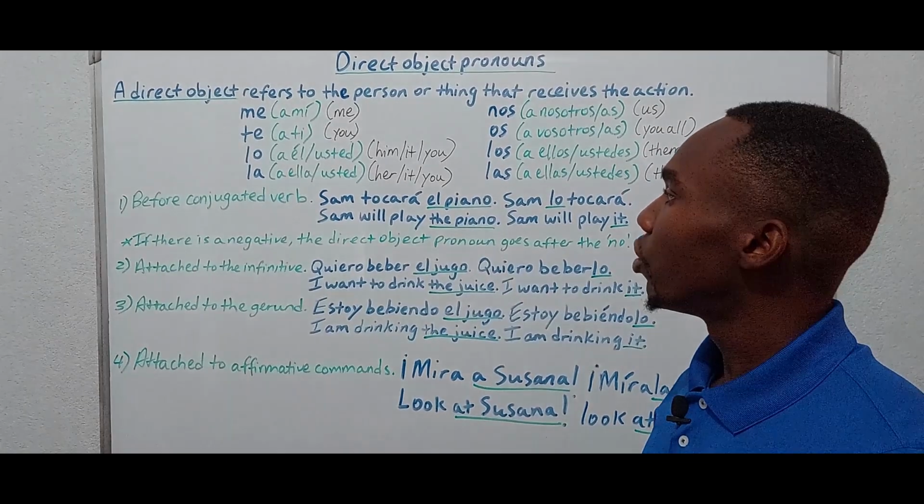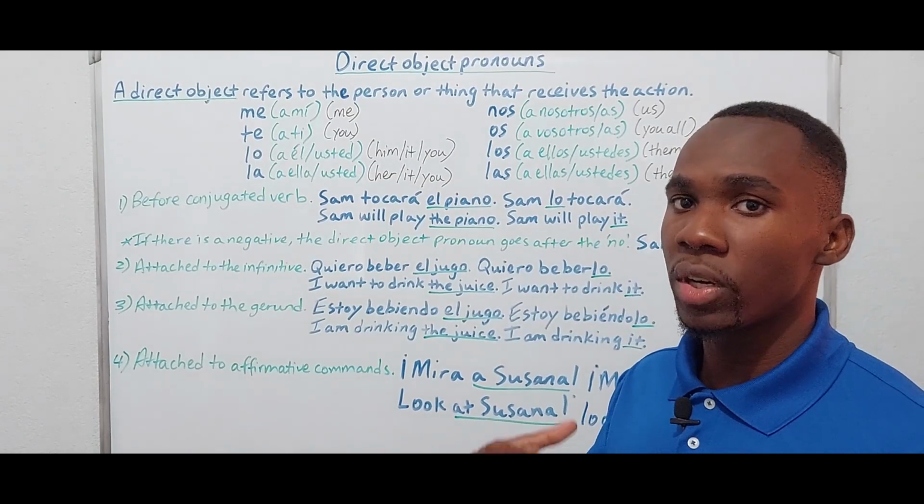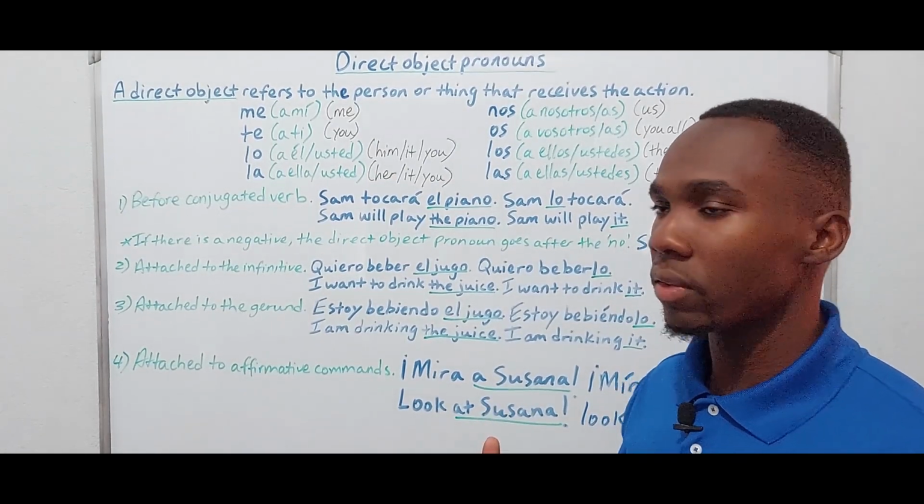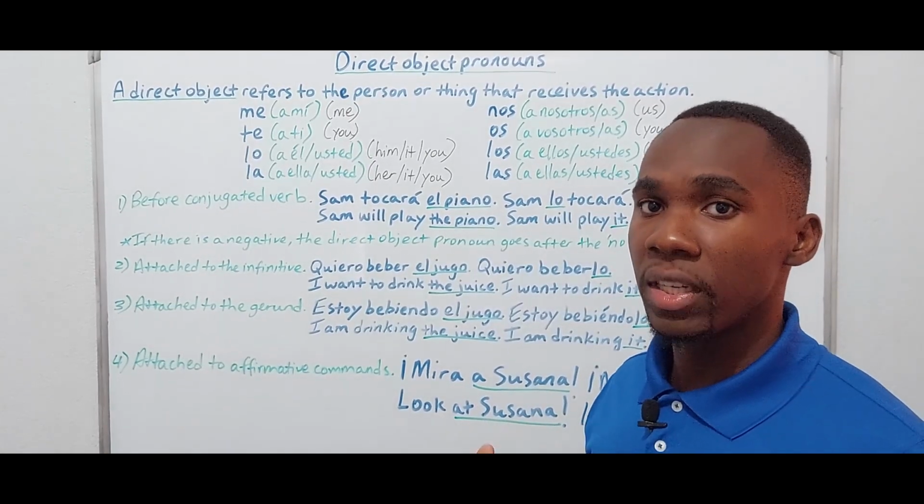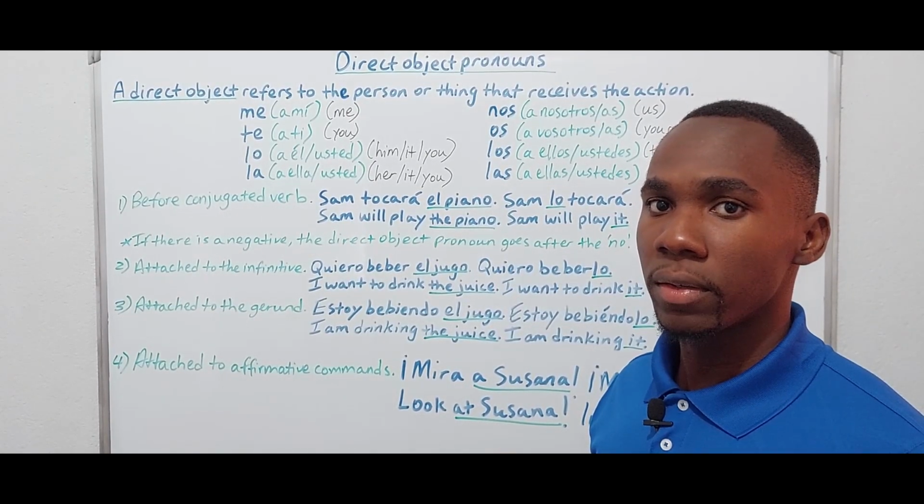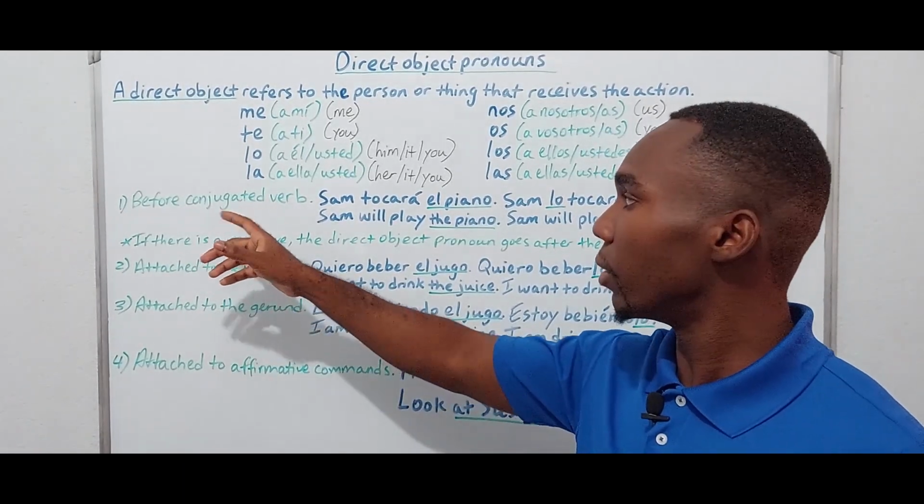So now we are going to see where the direct object pronoun occurs in a sentence, right? Of course, the first thing we need to do is to identify the direct object. That's the first thing. So the first place it occurs is before the conjugated verb, okay?